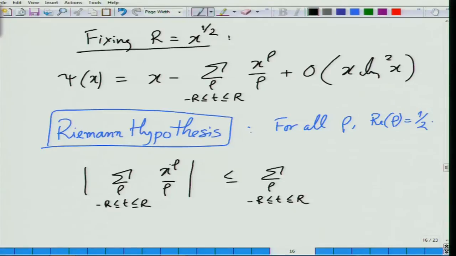What is x to the rho? The absolute value of x to the rho is square root x, assuming the Riemann hypothesis, of course. So all this calculation is now assuming the Riemann hypothesis. Then the absolute value of rho. Now we take the sum of this, t going from minus R to plus R, of 1 over the absolute value of rho. This we can do in many ways.